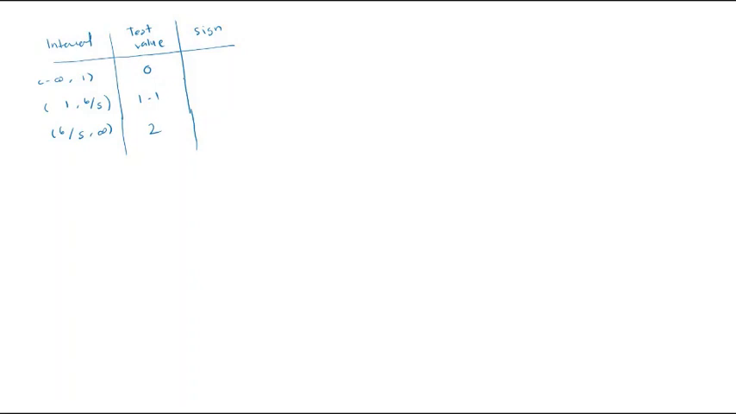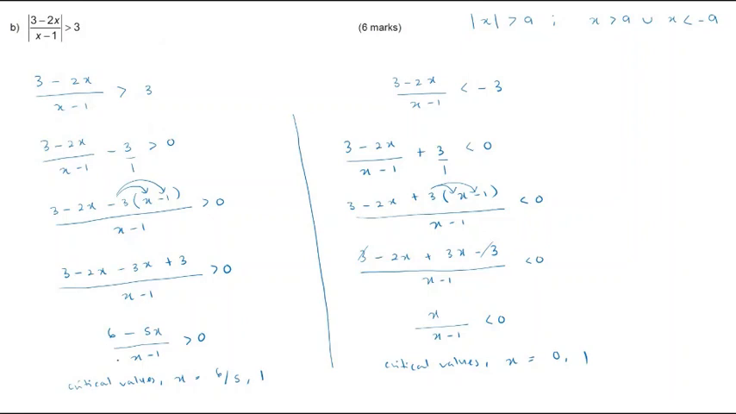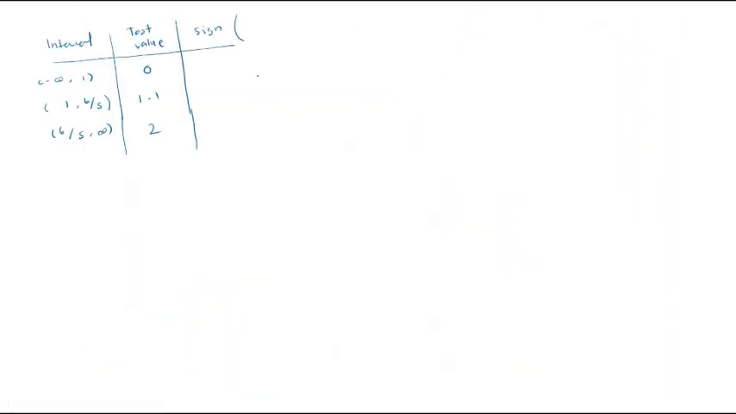Okay, sign. Where should we substitute the test values? We should substitute into the fraction, 6 minus 5x over x minus 1. Substitute 0 into x. So 6 minus 0 is positive, over 0 minus 1 is negative. Positive over negative is negative.